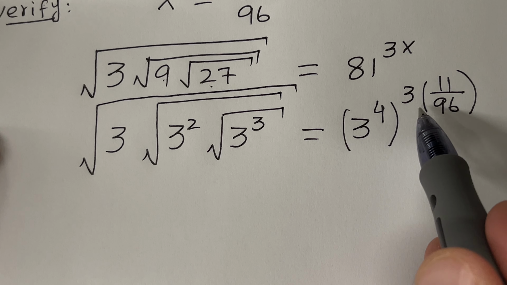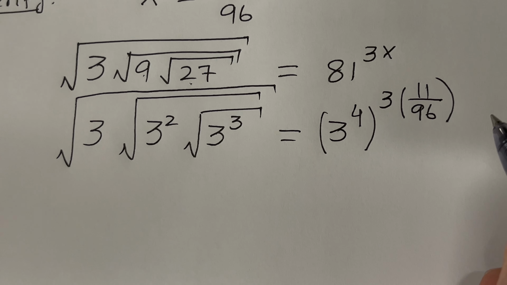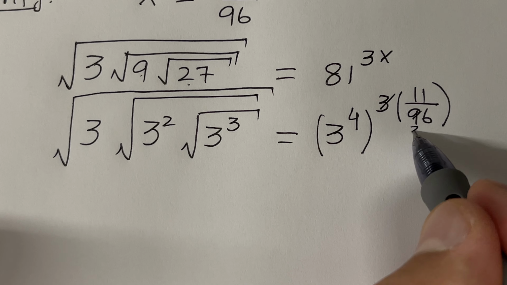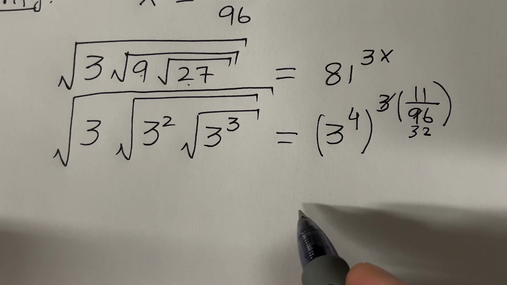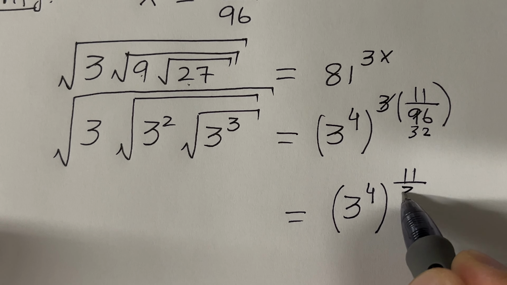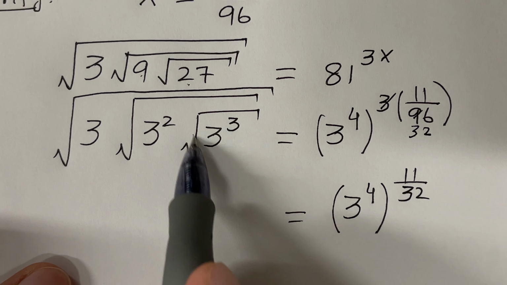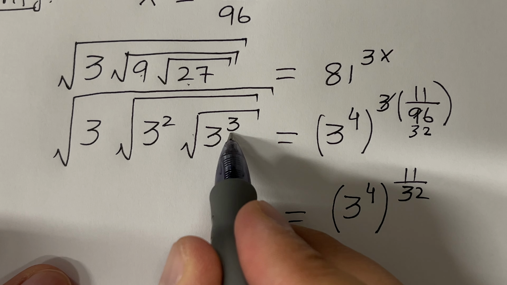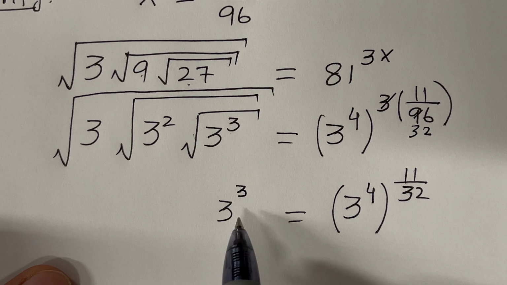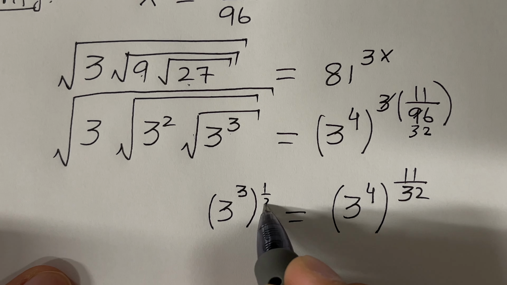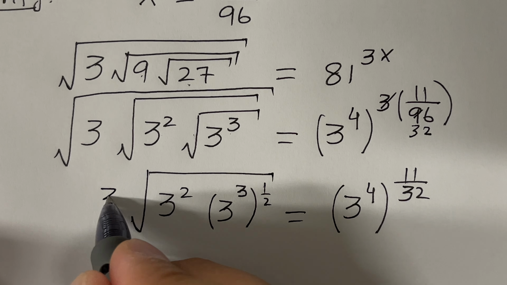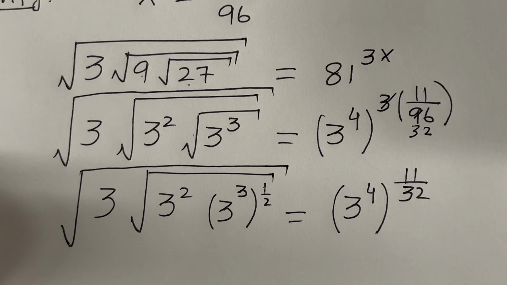Okay, now let's figure out what is 3 3s are 9 and 3 2s are 6. So this is 3 raised to the power 4 times 11 divided by 32. And if you look here, we have 3 raised to the power 3 here, and then we have a square root on it. So square root means we have power 1/2, and then we have 3 raised to the power 2 here. We have another square root, and then we have 3, and we have another square root.